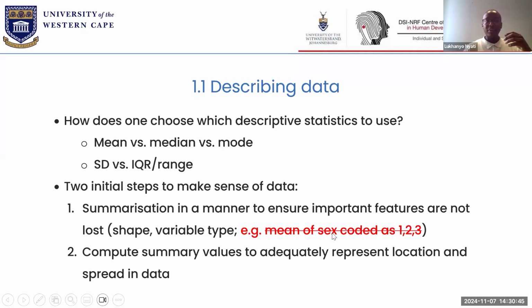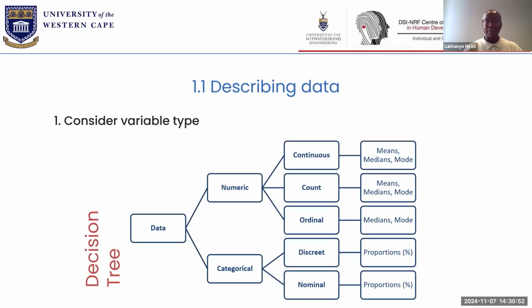Also, in terms of variable type, as I was saying earlier, if it is a categorical variable, then you want to summarize it using a proportion or a percentage. I showed you this slide yesterday, which helps you to decide how you're going to summarize your data. And here we've got different types of variables. So we've got numeric variables and we've got categorical variables. And then we've got subcategories under the numeric variables and subcategories under the categorical variables.